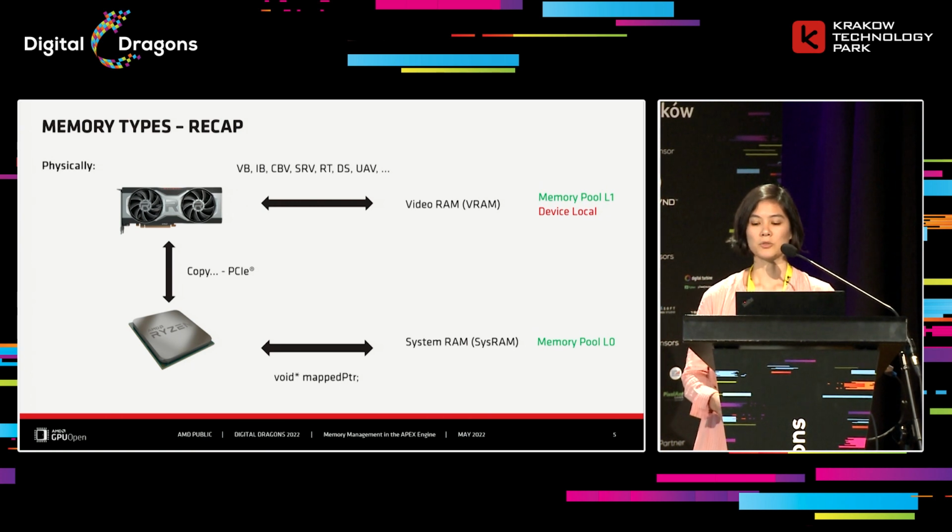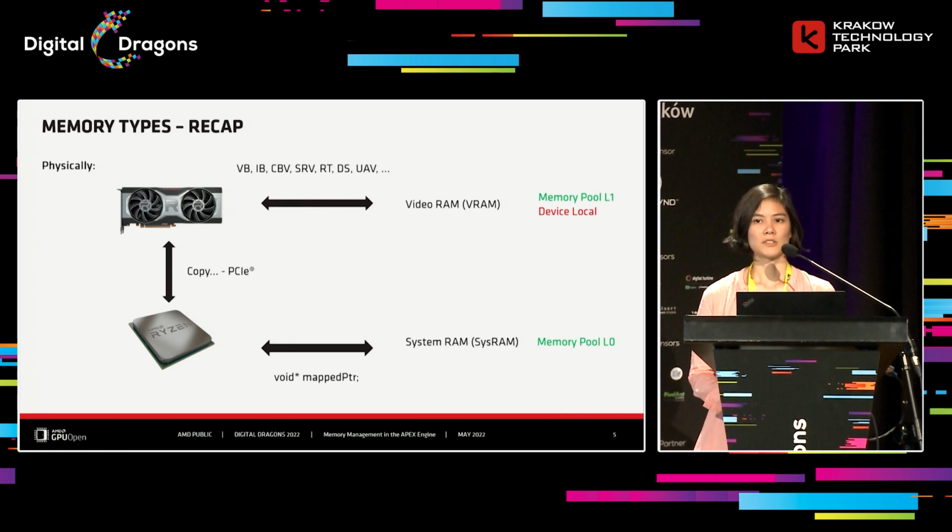And then, of course, the GPU accesses video memory really fast. And usually it accesses the data via different types of resources, so vertex buffers, for example, or render targets. The CPU also can access the video memory, but the copy to it is really slow because it goes through the PCI Express.